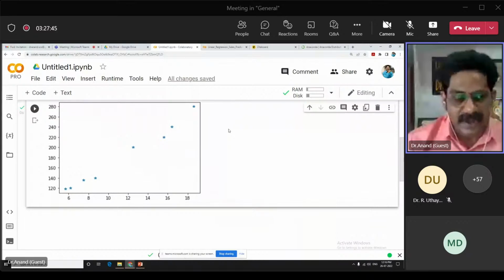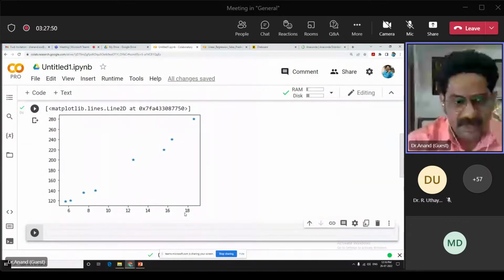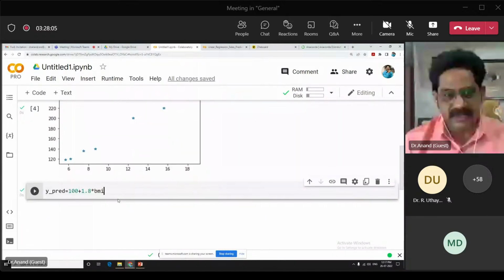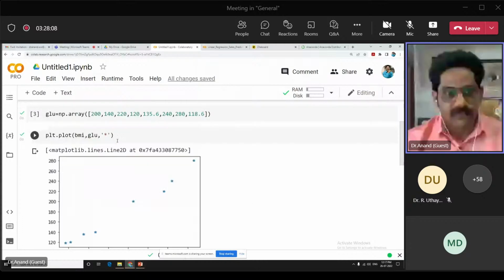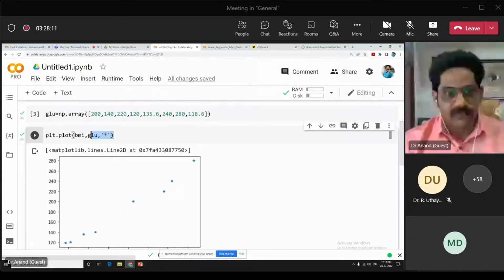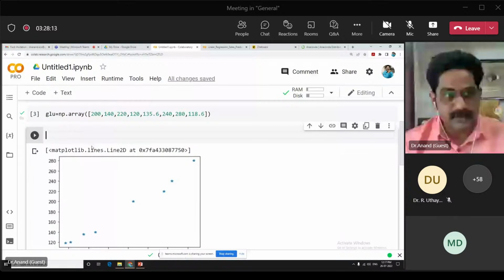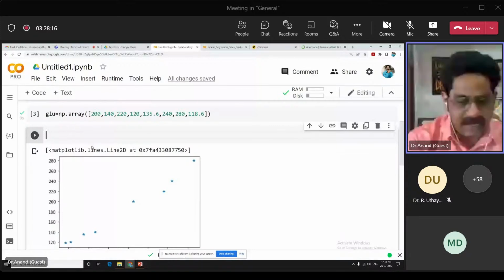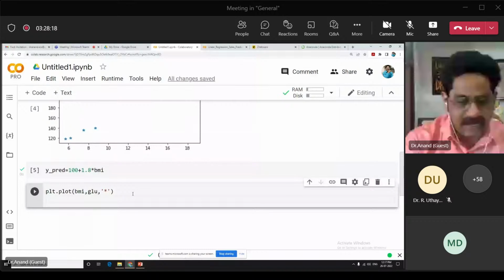Assume quickly, I just want to randomly take one intercept for this. Let me write one equation, y_pred equals my intercept, something like 100 plus 1.8 times BMI. This is a randomly selected slope and intercept. For the randomly selected slope and intercept, I would like to see how the line runs across the data points: plot BMI, comma, this y_pred.